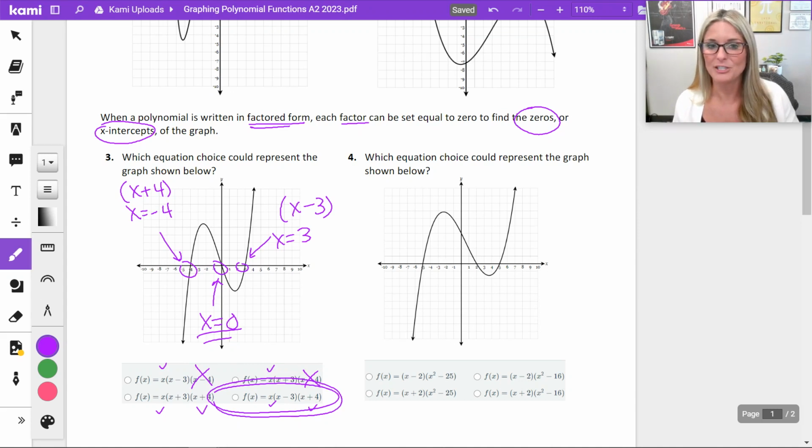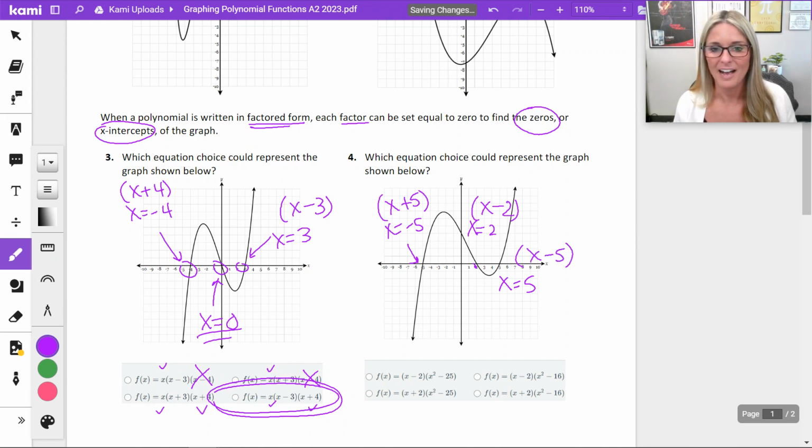Number 4, same question, which equation choice could represent the graph shown? We have an x-intercept at -5, +2, and at +5. So for the -5, we would need x plus 5. For the 2, x minus 2. And for the +5, we would need x minus 5. Let's look at our answer choices. I've got the x minus 2 showing up in our top answer choices, but these other ones, they look so different.